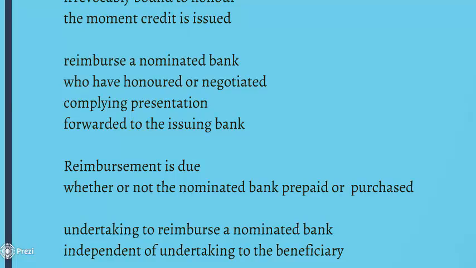The issuing bank is irrevocably bound to honor the moment the credit is issued. The moment the credit goes out of the control of the issuing bank, the moment SWIFT is transmitted or a physical copy of the LC is handed over to the party concerned, the issuing bank's liability starts.